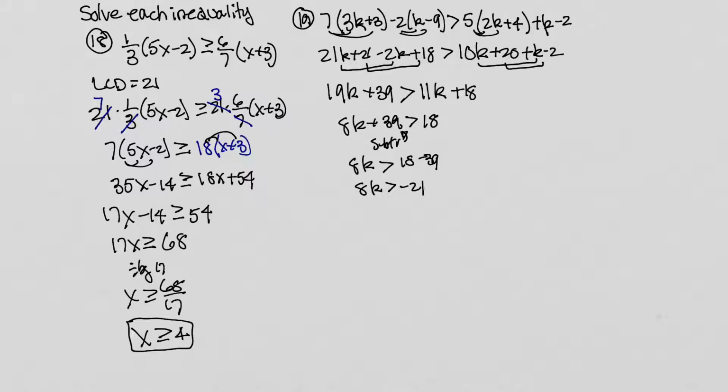So negative 21. And then if we divide by 8, but alert, we've got an inequality, but I'm dividing by a positive, so the symbol is not going to change direction. So we're going to get k is greater than negative 21 over 8.